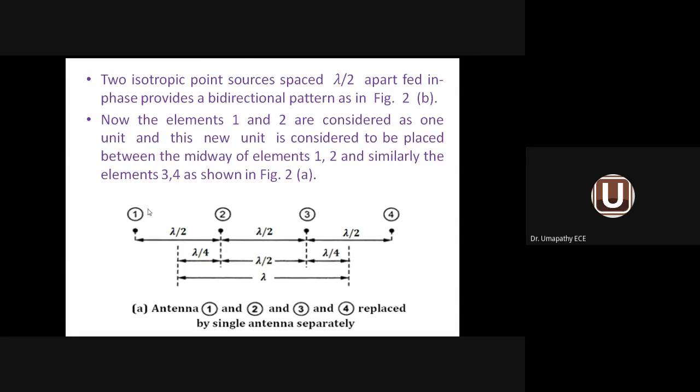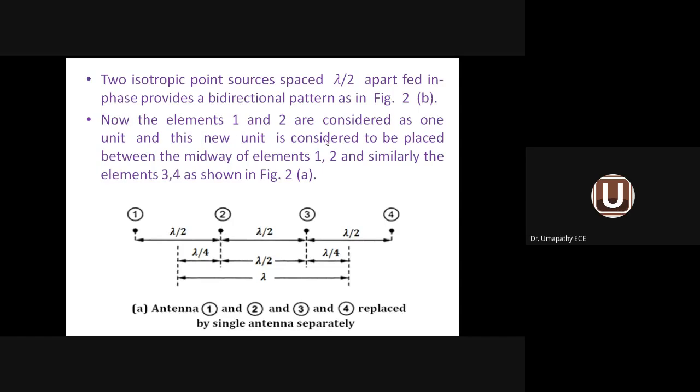Now I am going to replace the total setup by means of 2 antenna elements. Listen carefully. There are 4 antenna elements in the diagram. This 4 element antenna arrangement, I am going to replace by a 2 antenna element in a virtual manner, not an actual manner. So I am going to place 1 antenna element in the middle of 1 and 2, another antenna element in the middle of 3 and 4 to cover the total setup.